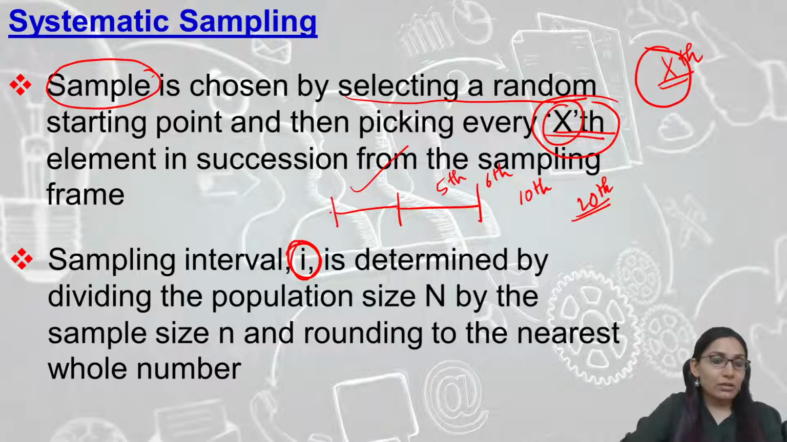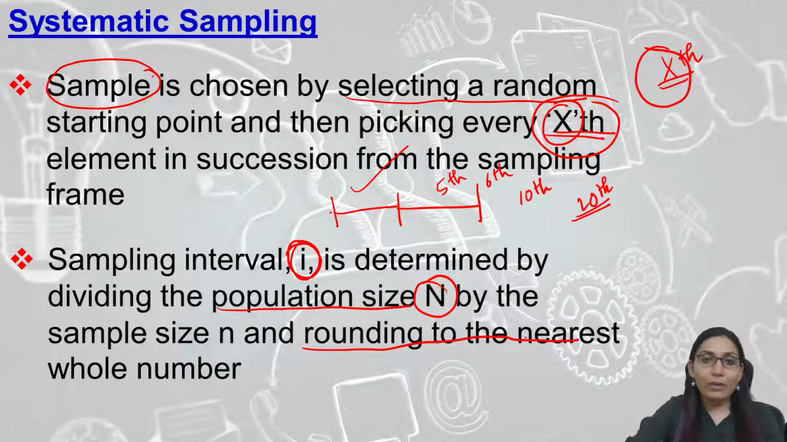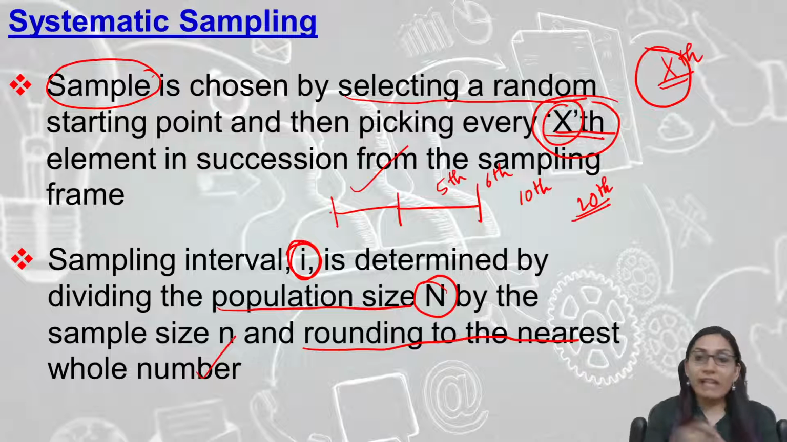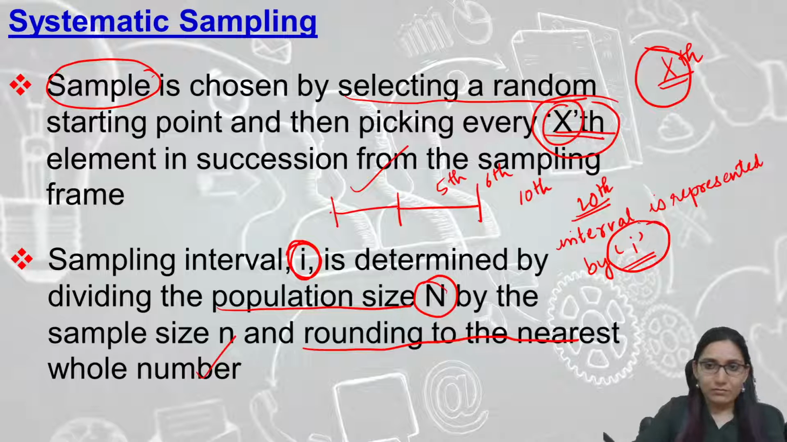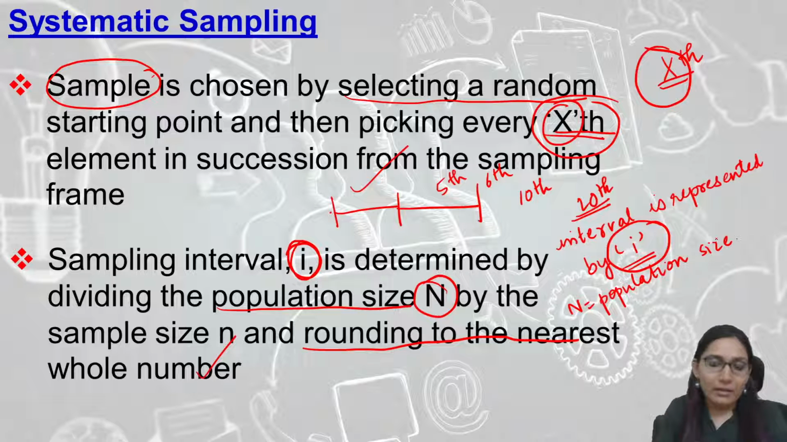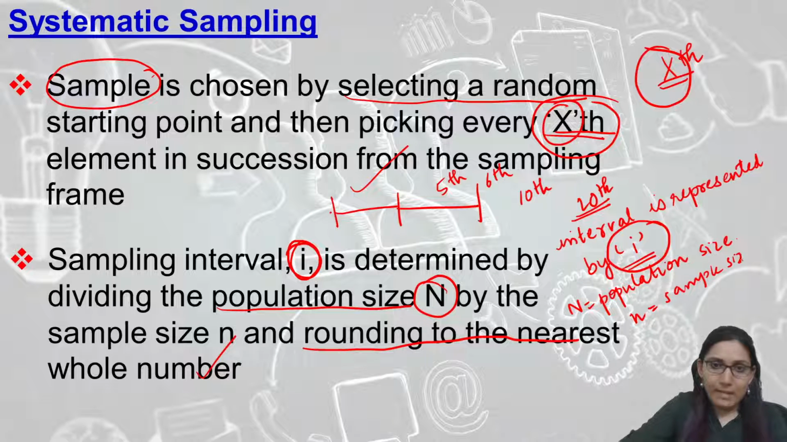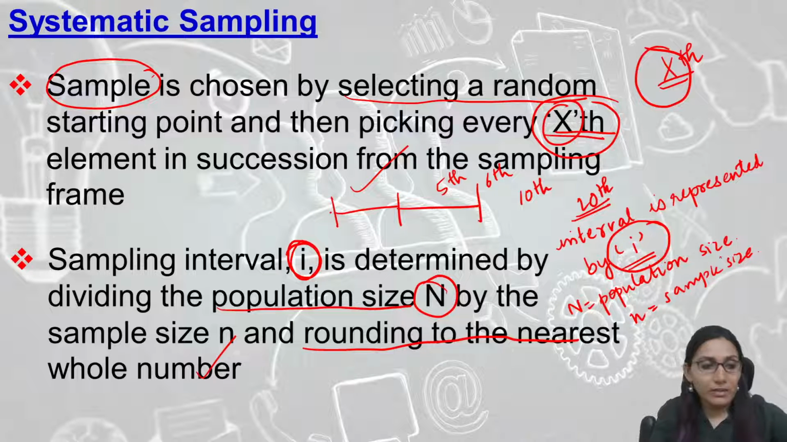The interval is given by I. The sampling interval I is determined by dividing the population size N by the sample size n, small n, and then rounding to the nearest whole number. So the sampling interval I is determined by dividing the population size N by the sample size n, and rounding to the nearest whole number.